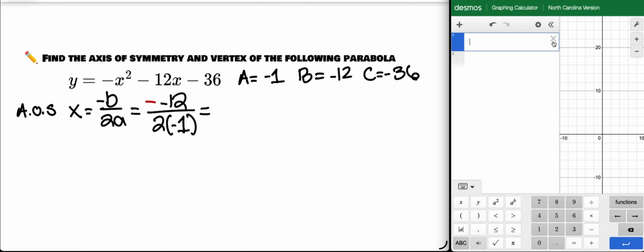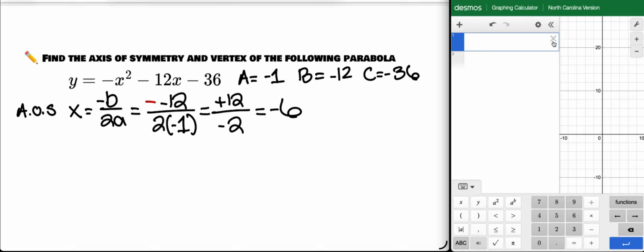Now, if we look at this negative 12, a negative and a negative make a positive. So that changes that 12 to be a plus 12 at the top over 2 times negative 1, which makes negative 2. And 12 divided by negative 2 makes negative 6. So our axis of symmetry is starting out to be negative 6.